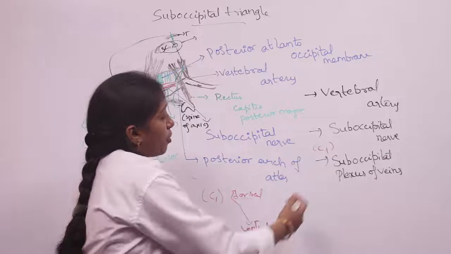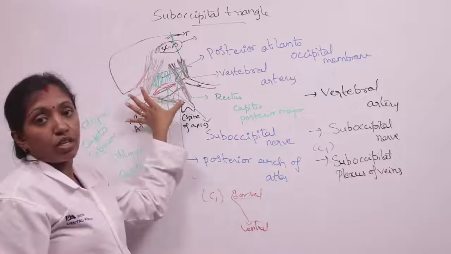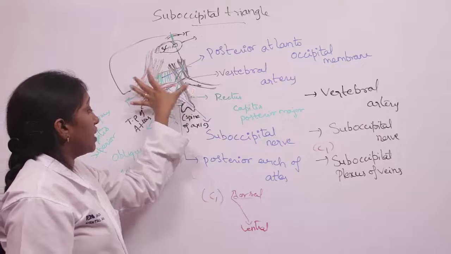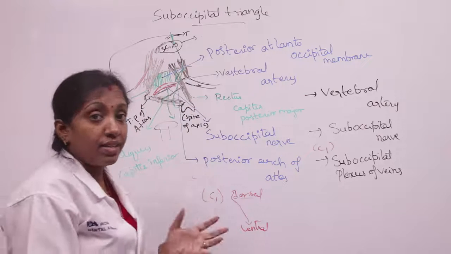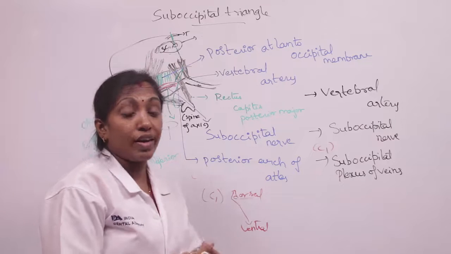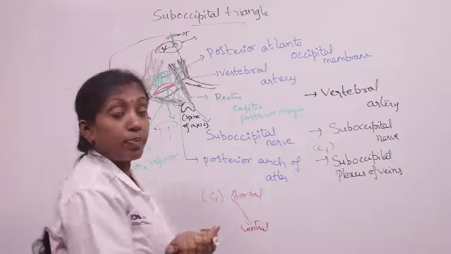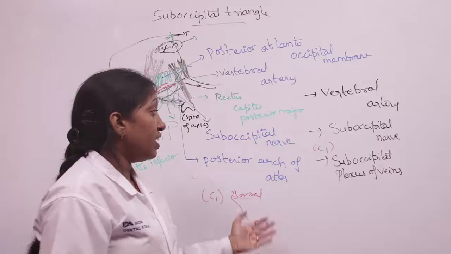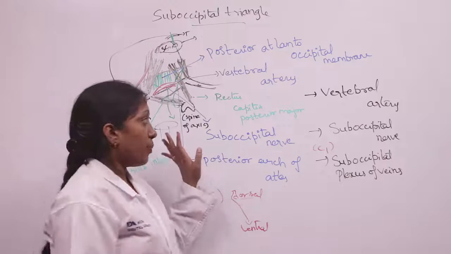So coming to the suboccipital plexus of veins, they are present in and around the suboccipital triangle. They are formed by the veins from the muscles, and also veins from the transverse sinus through emissary veins, and also veins from the internal vertebral venous plexus. They together form the suboccipital plexus of veins, and finally these veins drain into the vertebral veins. So that's about the contents.